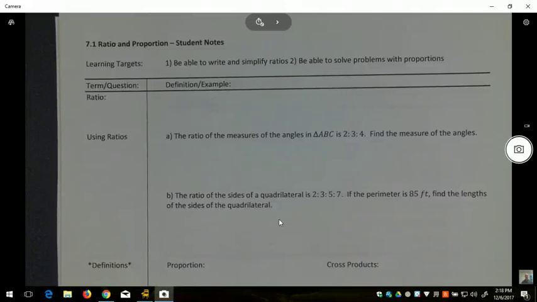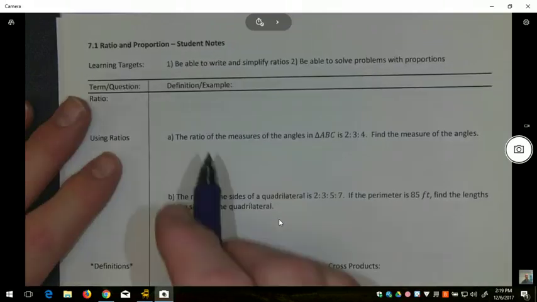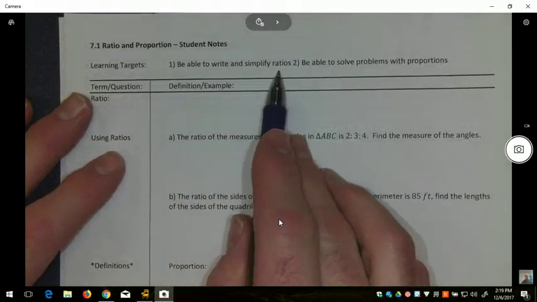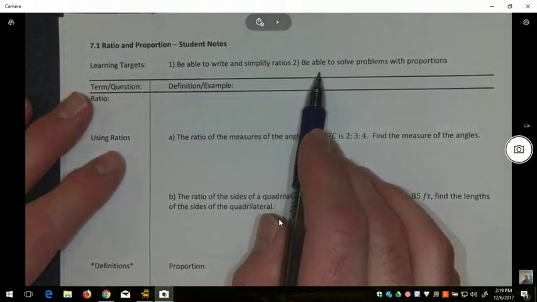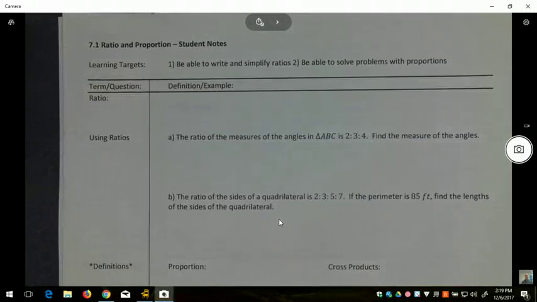This is lesson 7.1, Ratio and Proportions, video notes for vocabulary and examples. Learning targets for this lesson are that you will be able to write and simplify ratios, and that you will be able to solve problems with proportions.